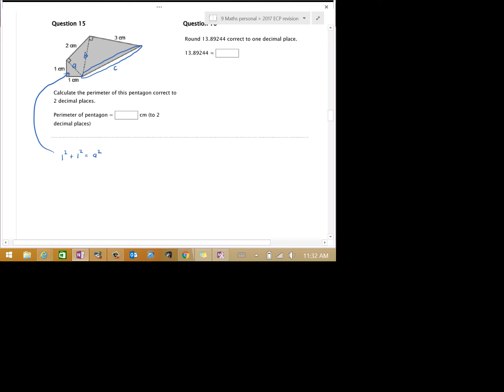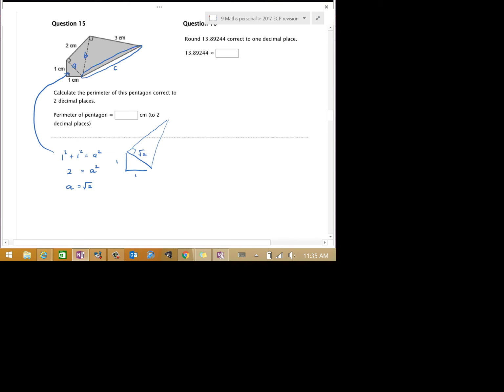1 squared plus 1 squared is equal to 2, yeah. So that's 2. So therefore, what's A? Isn't A the square root of 2?